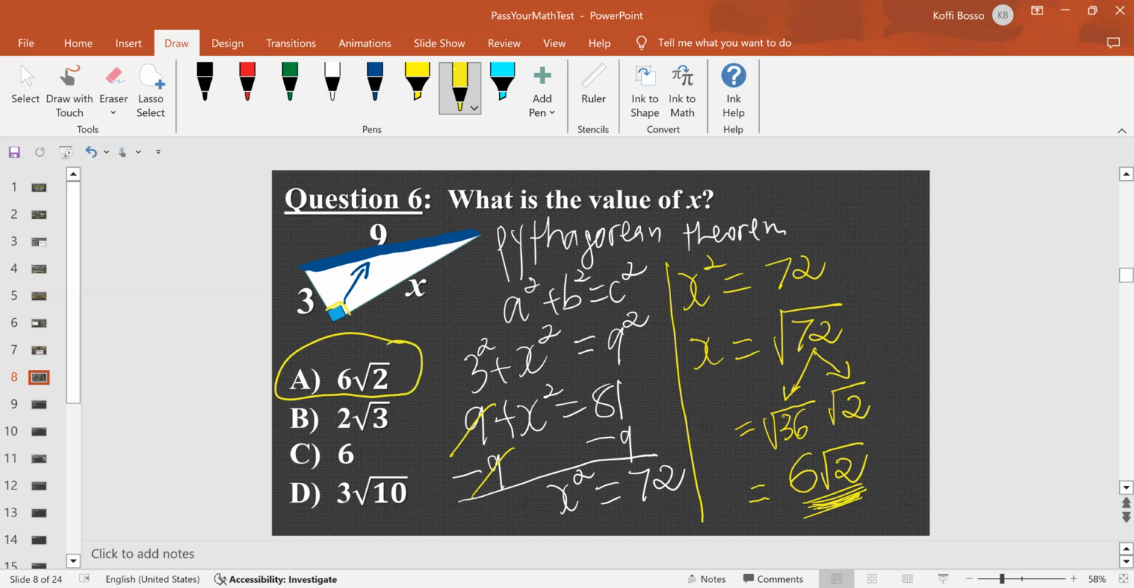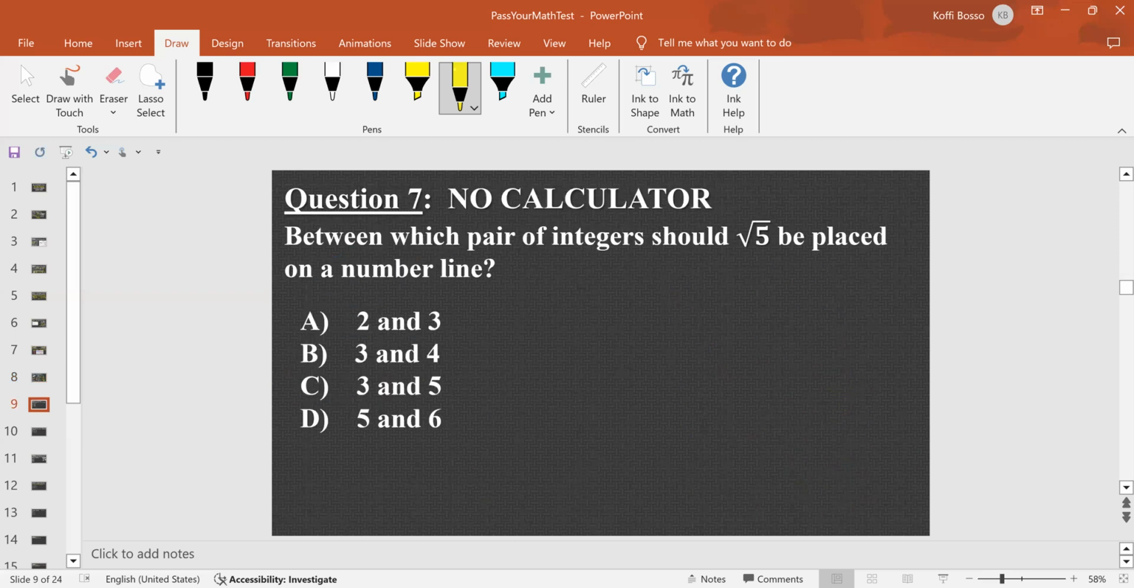Okay, let's continue. Question number 7. No calculator. So between which pair of integers should the square root of 5 be placed on a number line? So they say do not use a calculator, but we want to place the square root of 5 between two numbers like here. Okay, how to solve this question?